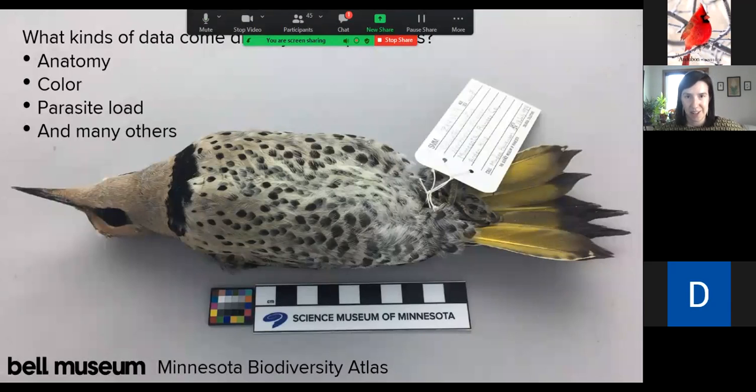So what do I mean by digitization? Digitization can either be capturing any kind of digital record of a specimen or capturing the information associated with that specimen. So you can talk about digitizing specimens and think of digitizing the specimen itself, which is what we're doing by photographing our Minnesota bird and mammal skins for the Bell Museum's Minnesota Biodiversity Atlas. And then digitizing the specimen through photography or through 3D scans, like CT scans, also digitizes the data that's embodied by the specimen itself, such as anatomy, color, parasite load, and many others.